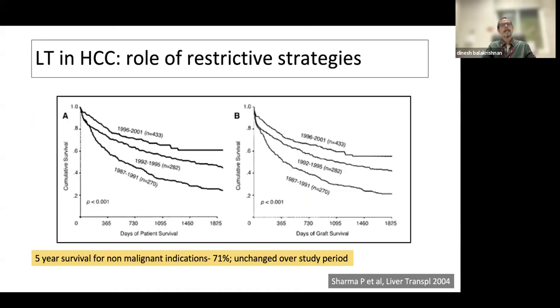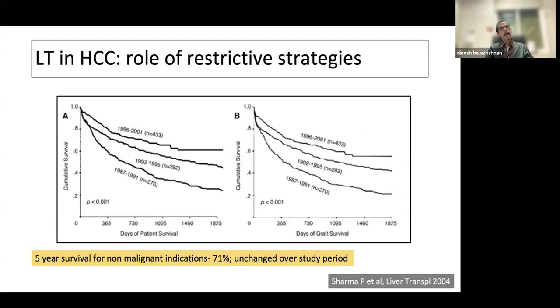So again, HCC, if they meet criteria, so what is the conventional or the well-established criteria? This is what is known as the Milan criteria. A single HCC tumor less than 5 centimeter or 3 nodules, each less than 3 centimeter, classically is within criteria. And if you transplant in these patients, the outcome generally is very good.